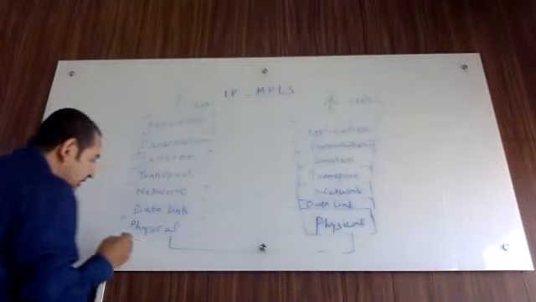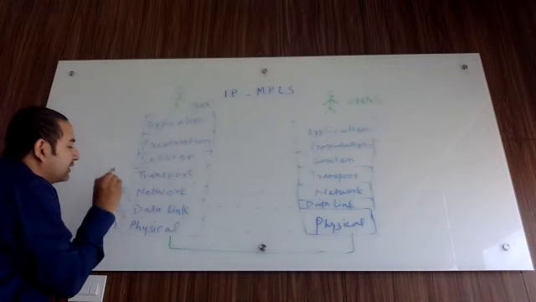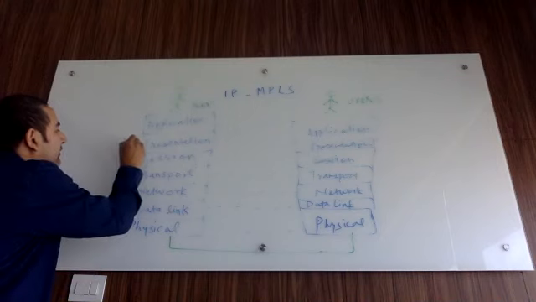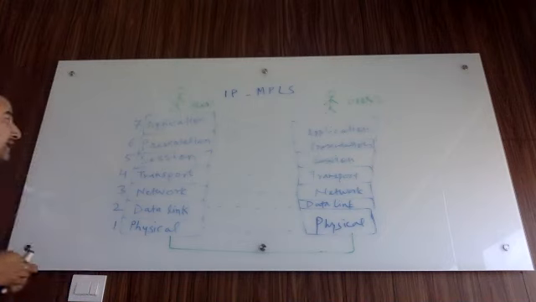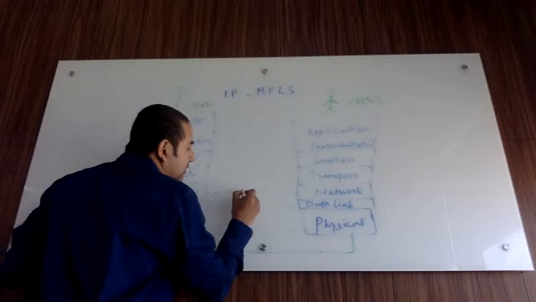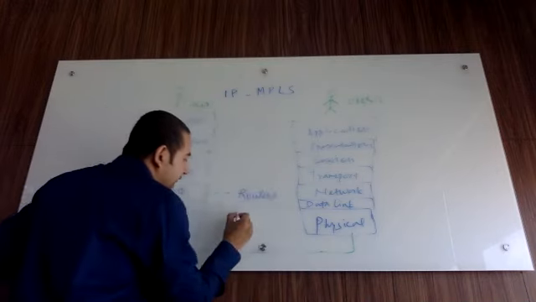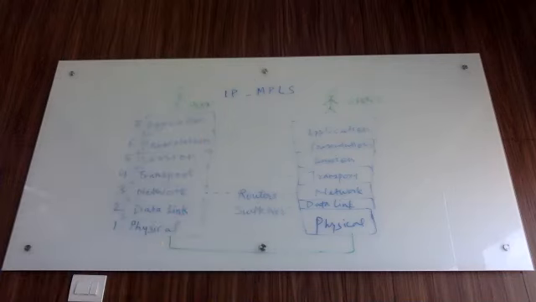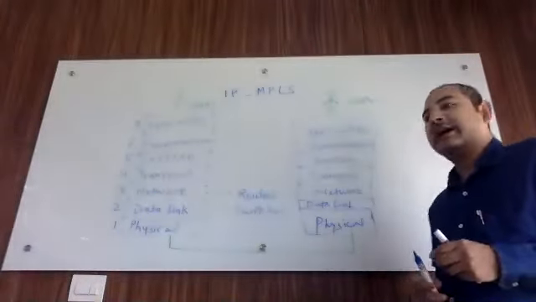So we count the layers from here. Physical is layer 1, data link is 2, network is 3, transport is 4, session is 5, presentation is 6, and application is layer 7. This is the layer where routers work. This is the layer for switches. So this is a recap of what we discussed in the last session.